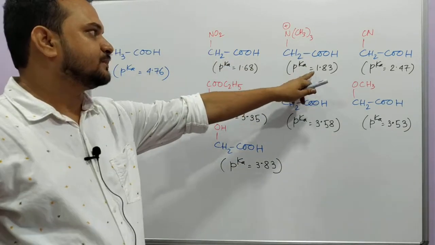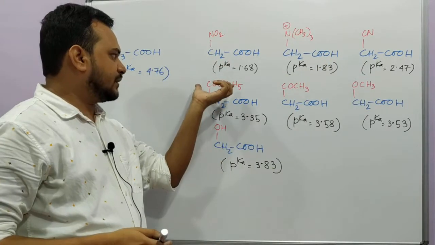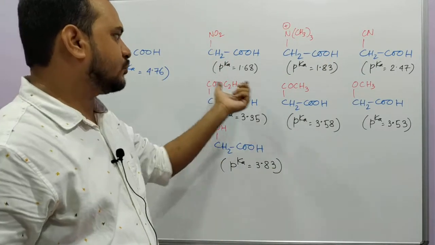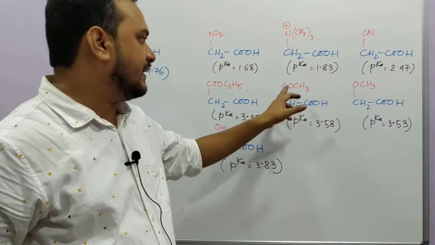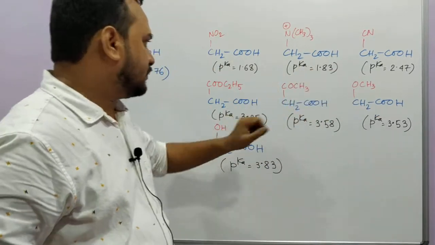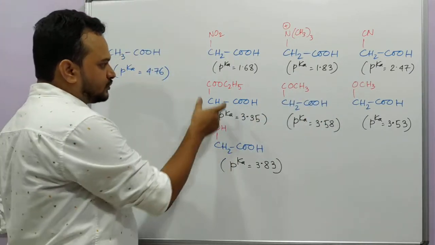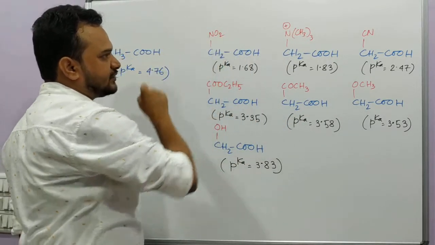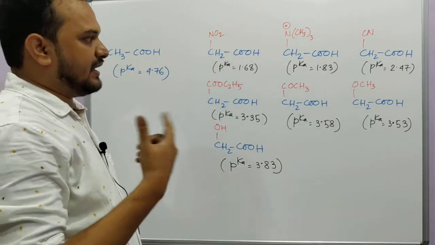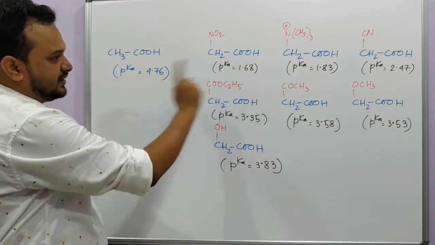by manifold. Similarly, if you put cyanide, another electron withdrawing group, then you can put the COOC2H5 ester group, it is your COCH3 group, right? OCH3 group, that is your methoxy group, hydroxyl group. So all these groups are electron withdrawing. They are withdrawing the electron density by minus I effect, and as a result, the acidic strength of the acid increases by manifold.